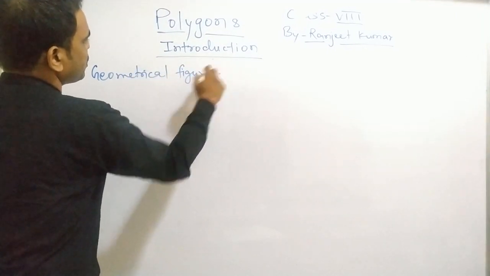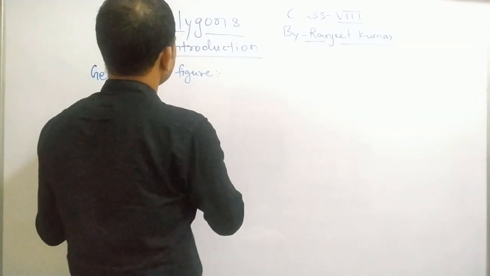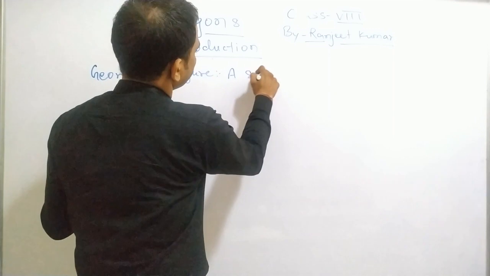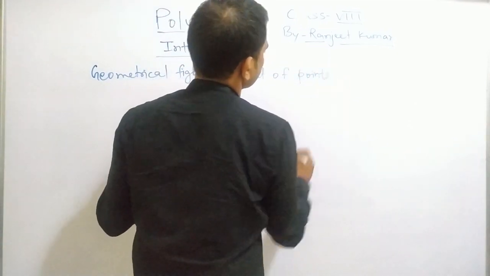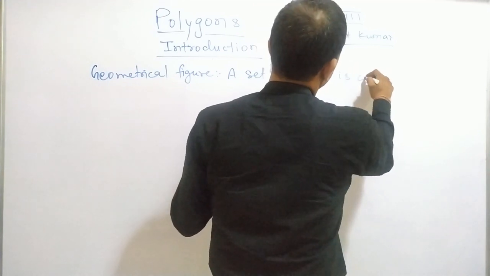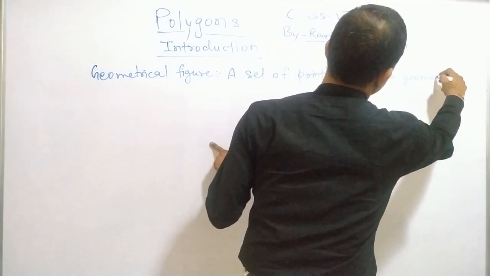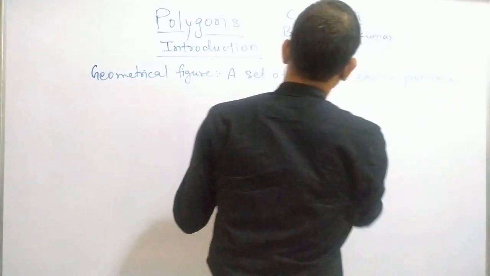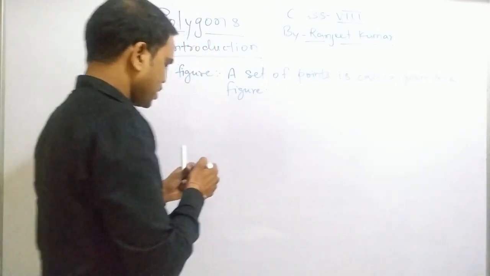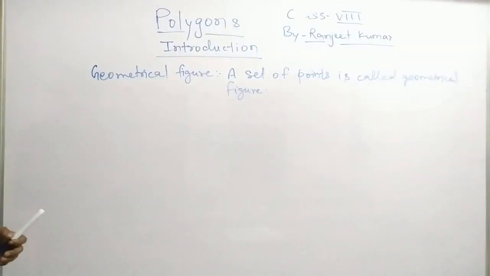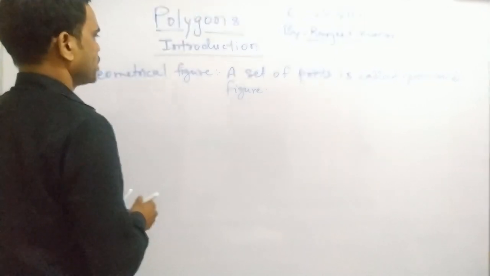For geometrical figure, we can say a set of points is called a geometrical figure. Okay, it can be of one point and it can be of many points.